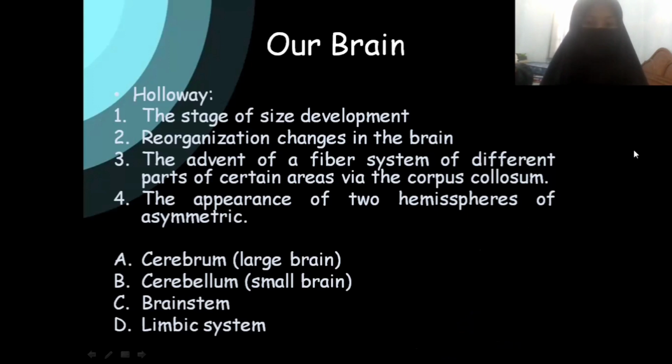First, the stage of such development. Second, reorganization changes in the brain. Third, the advent of a fiber system of different parts of certain areas via the corpus callosum. And the last, the appearance of 2 asymmetric hemispheres. Our brain is divided into 4 parts. They are the cerebrum, cerebellum, brainstem, and limbic system.